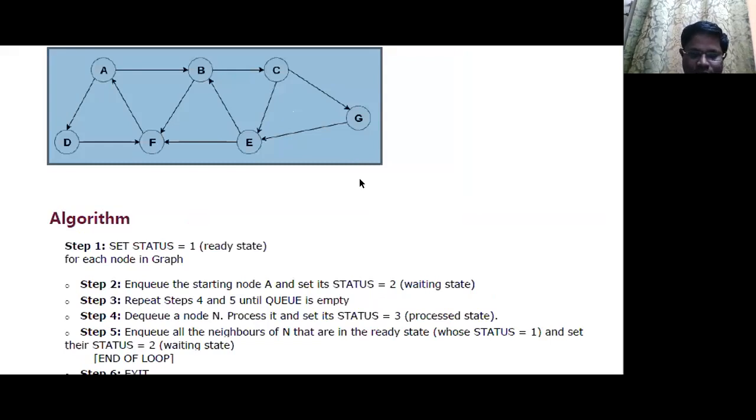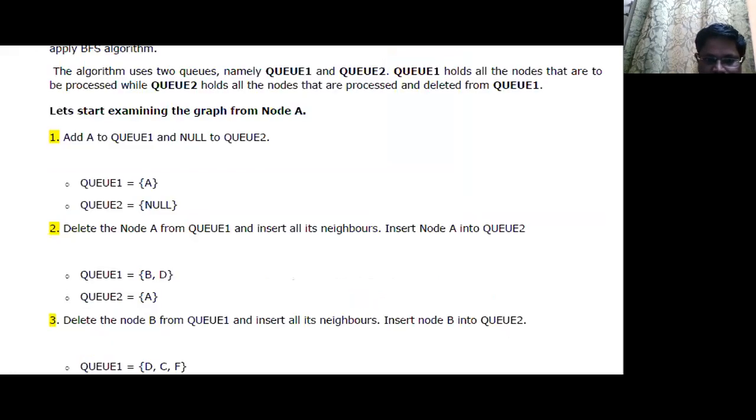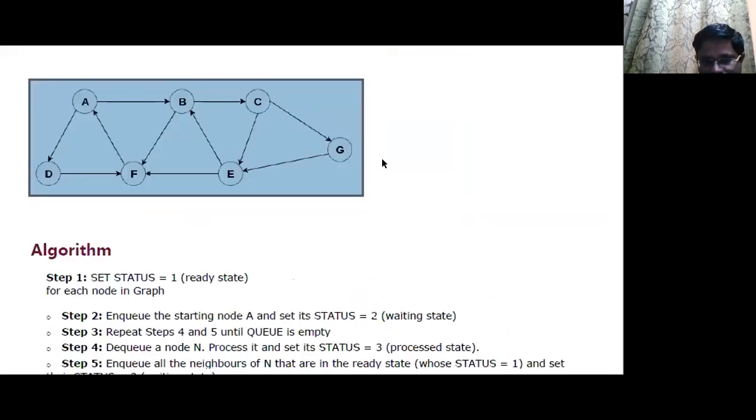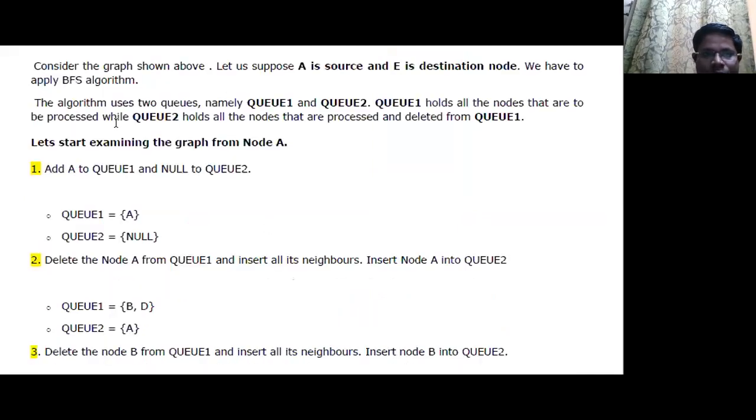So let's look at the graph. Now I proceed with the steps of the algorithm. In this graph, our source node is capital A and our destination node is capital E. It is given in the graph where the source node and the destination node are. And after that, you have to perform the breadth first search algorithm. In this algorithm, there are 2 queues that are used. The first queue is called Q1 and the second queue is called Q2.